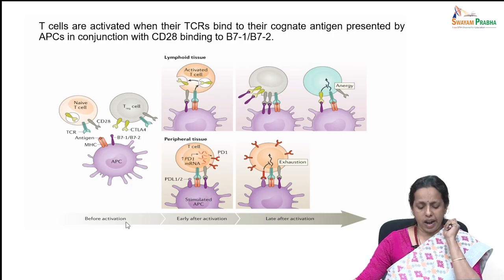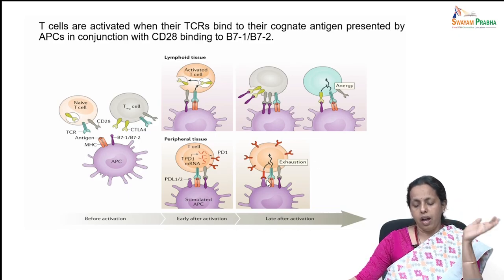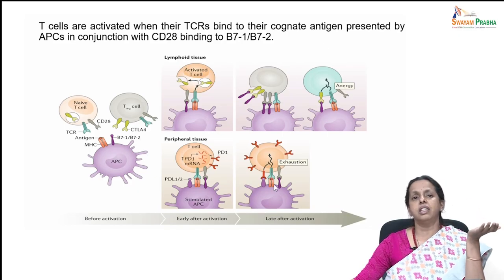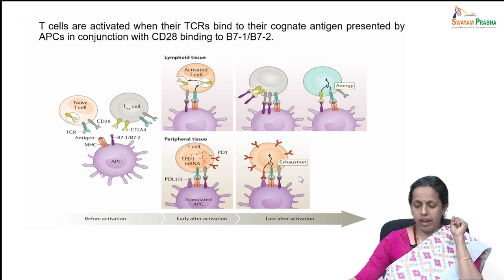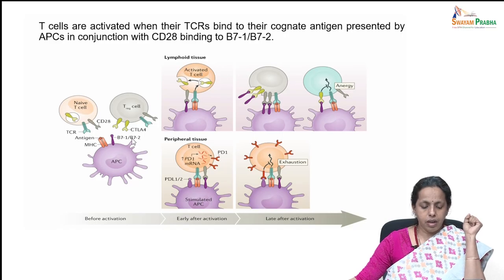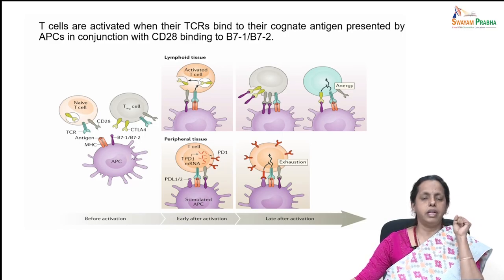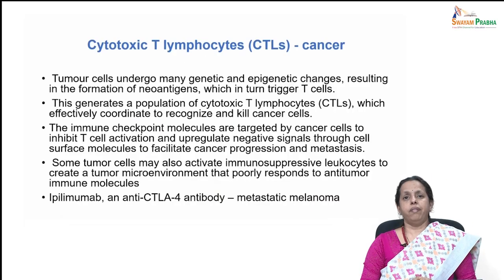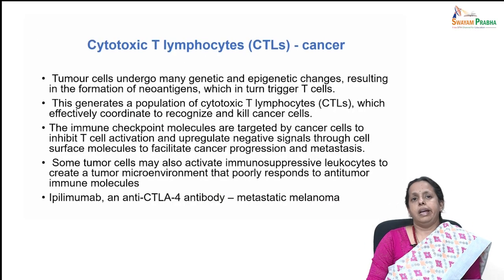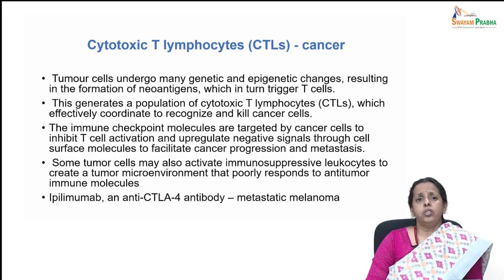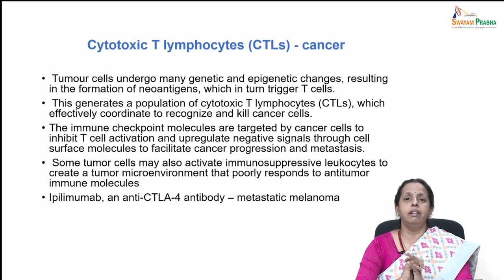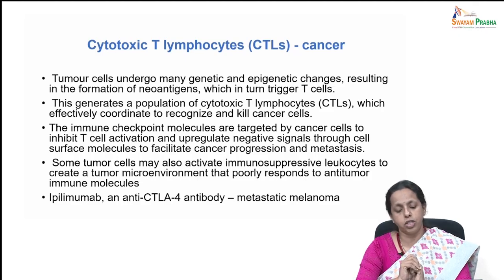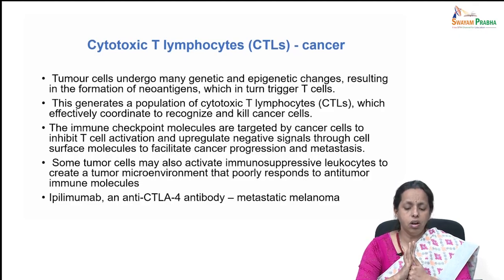So, before activation, this is early after activation, and then after much activation, so much priming of these T cells with your tumor associated antigens or with the tumors itself, it is coming up to exhaustion. Please keep in mind all these very important ligands: your CTLA-4, your B7-1 and your B7-2. So, we have now introduced a very important term, CTLs, your cytotoxic T lymphocytes. As we know, tumor cells undergo many genetic and epigenetic changes, and this results in the formation of antigens, which in turn trigger your T cells.